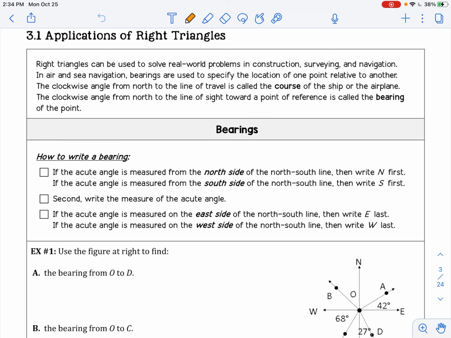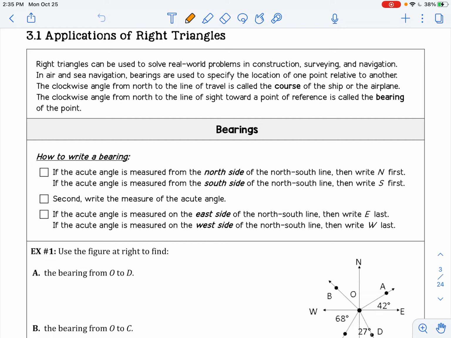Okay, so we're going to start talking about some applications of right triangles here to start Unit 3. Hopefully there's some application here, and these Chapter 3 examples are maybe linked a little more to your experience, and therefore give them a little more context and are a little easier to work through.